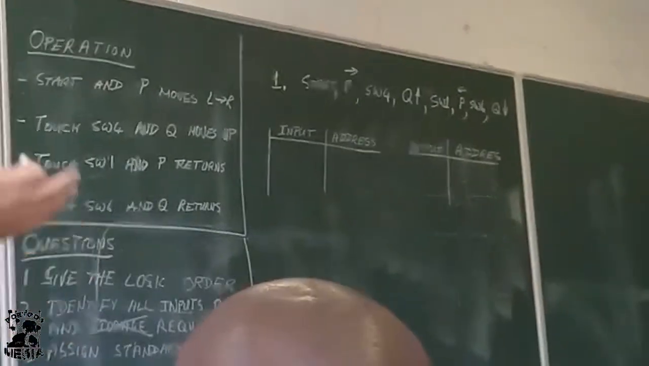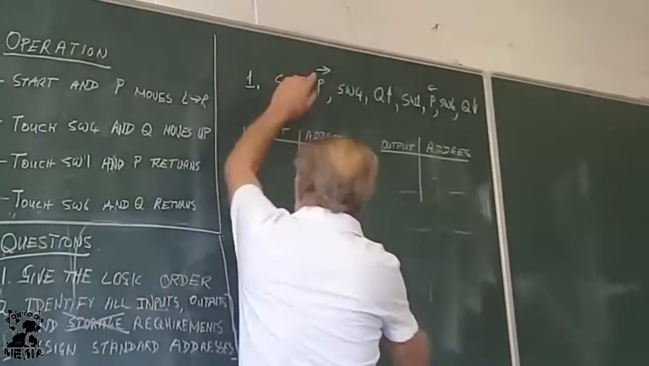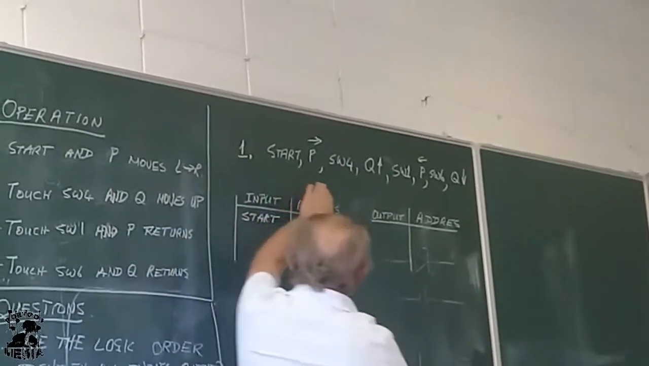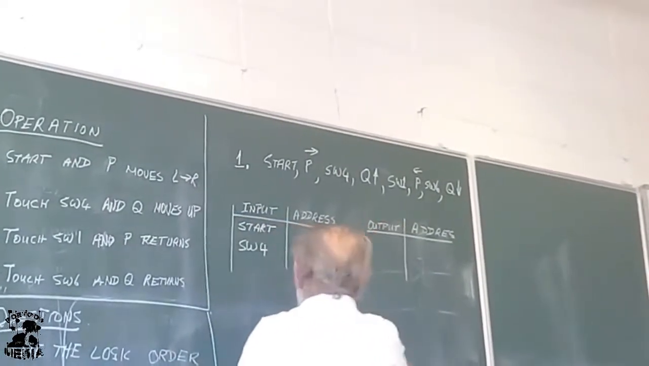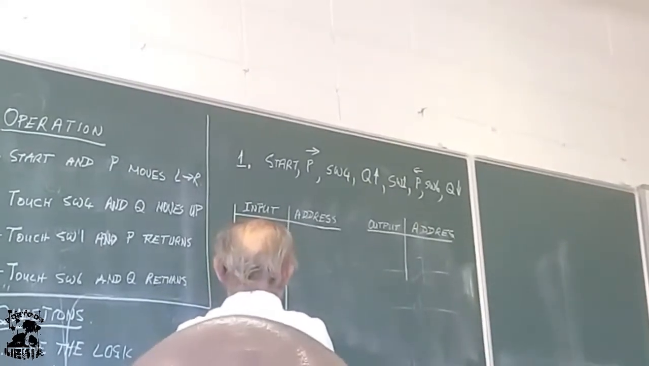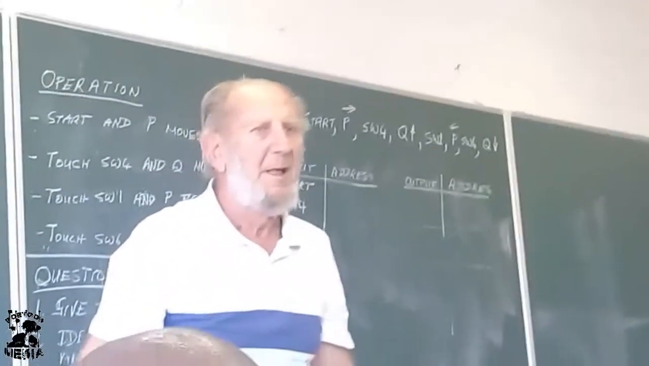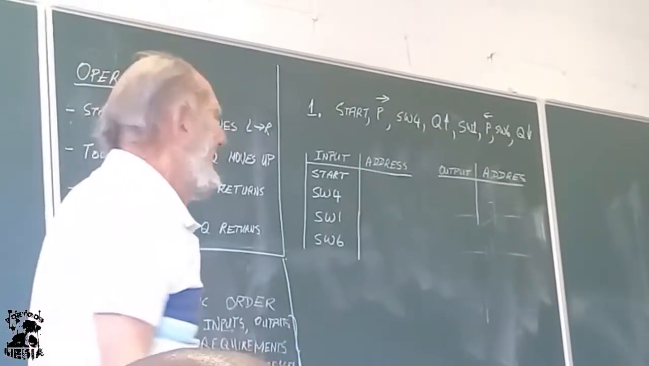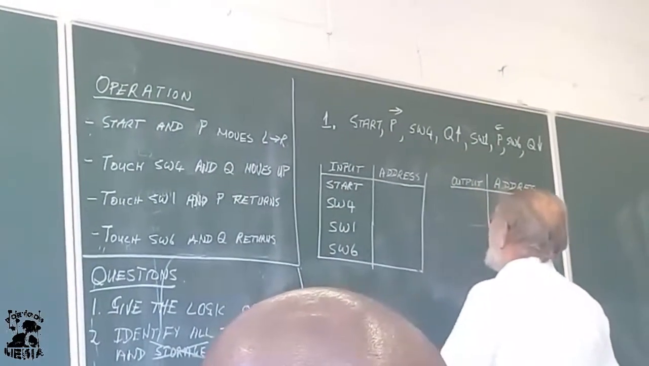Right, where do I get the inputs from? I get it from here. Okay, the first input I've got is the start button. The next input I've got is switch 4. The next input I've got is switch 1. The next input is switch 6. What about switch 5? It's not part of the logic, I don't include it. Okay? It's not included. Right. There are the inputs. Now let's look at the outputs.